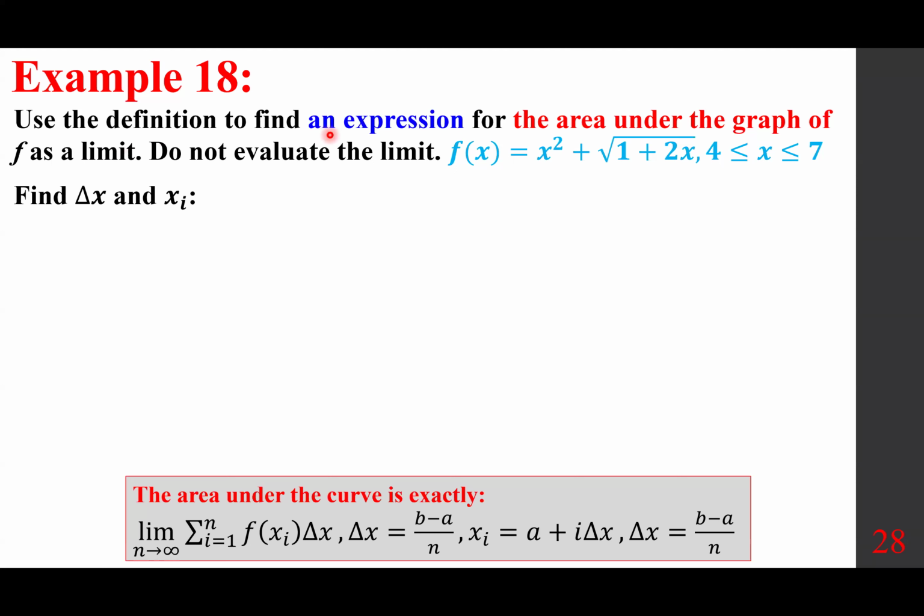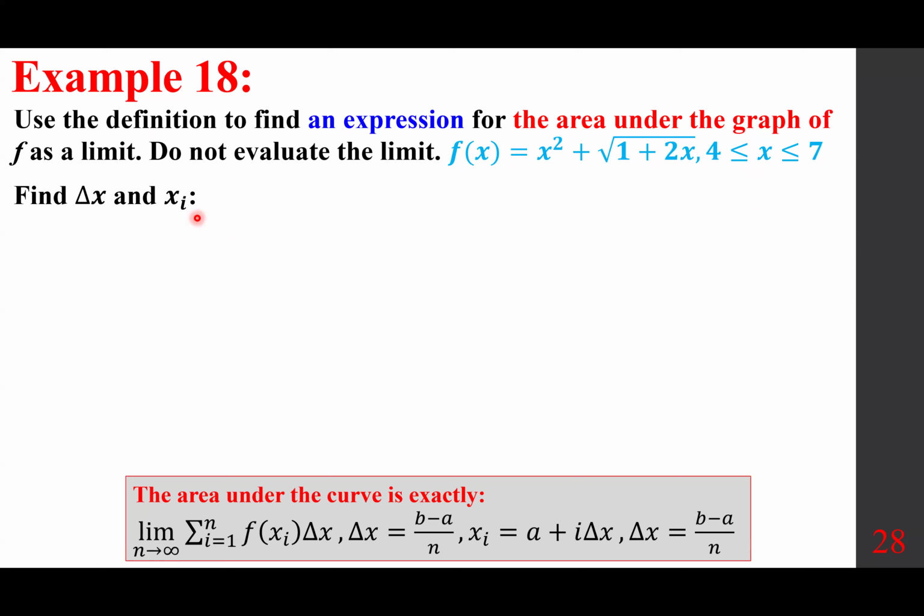Use the definition to find an expression for the area under the curve f as a limit. Do not evaluate the limit. f of x is x squared plus the square root of 1 plus 2x, x is between 4 and 7 inclusively. Find delta x and x sub i.